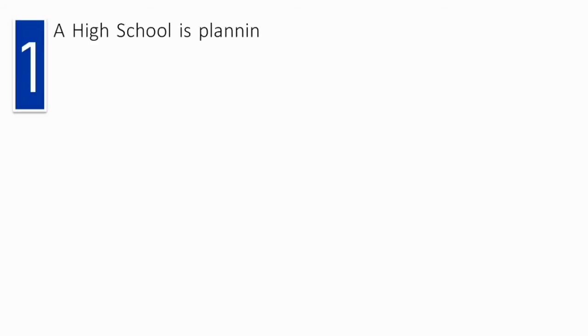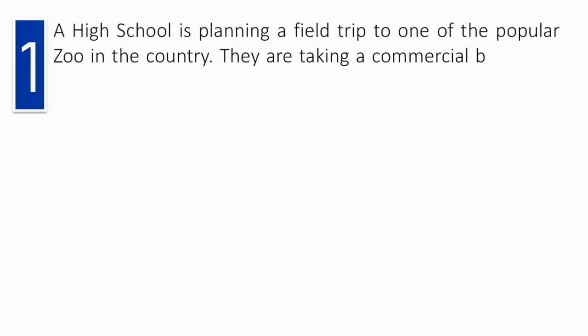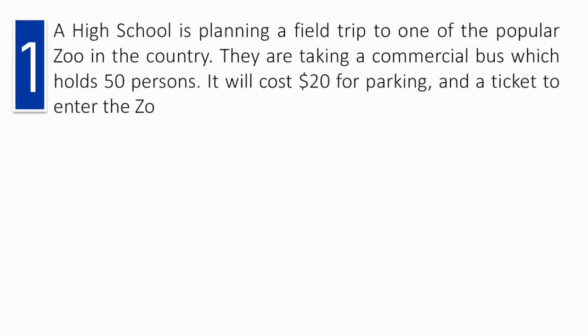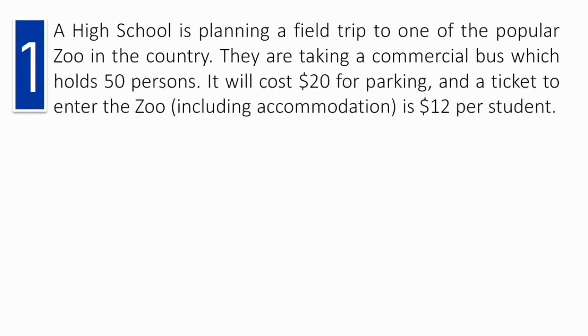Number 1. A high school is planning a field trip to one of the popular zoos in the country. They are taking a commercial bus which holds 50 persons. It will cost $20 for parking, and a ticket to enter the zoo, including accommodation, is $12 per student. So we want to model this problem using the concept of function.